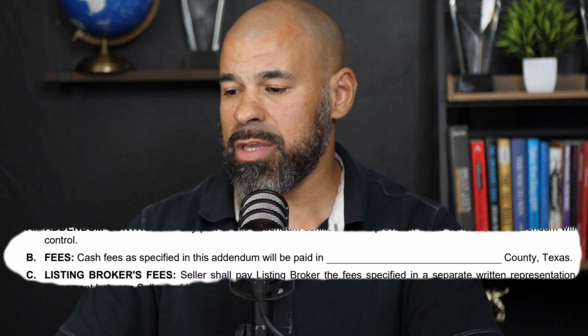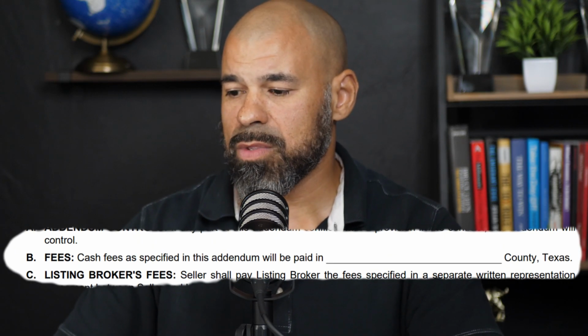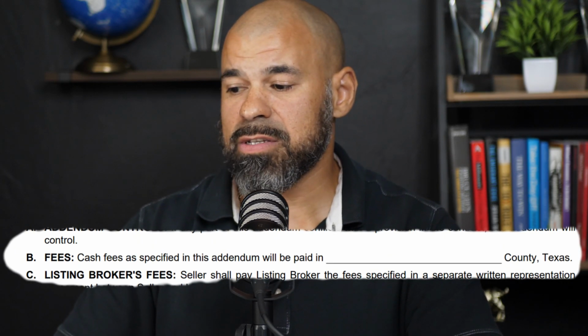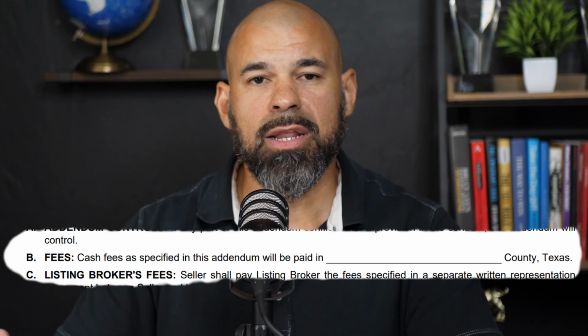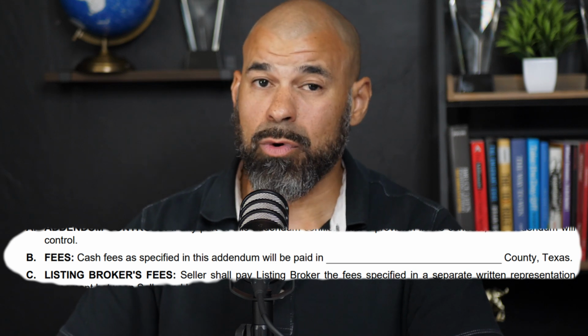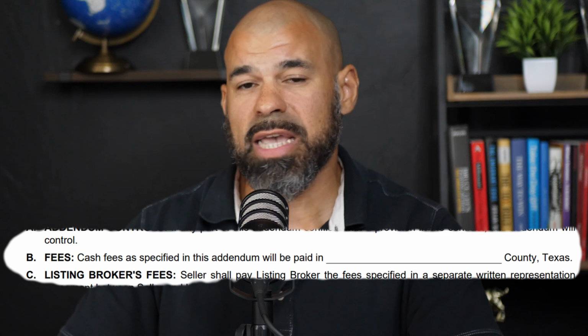Paragraph B addresses fees and where they're paid. It says cash fees specified in this addendum will be paid in whatever county of Texas that you're in. I'm with EXP. I'm in the Dallas-Fort Worth Metroplex, but we have to put Travis County on there. Talk with your broker if you don't know what county to put. I don't know actually what consequence that is, but you've got to put something there.